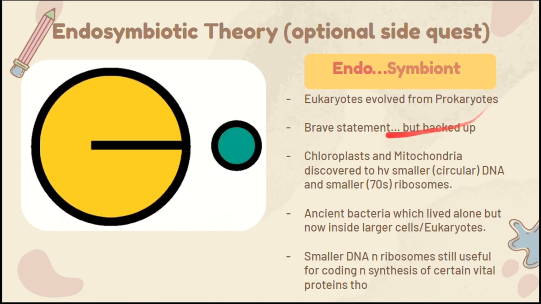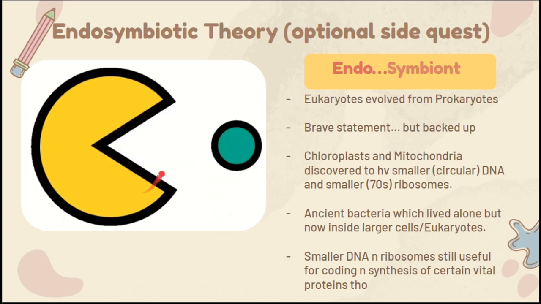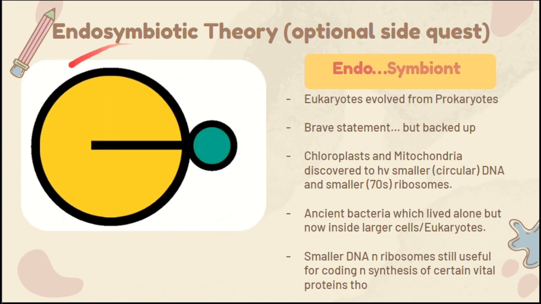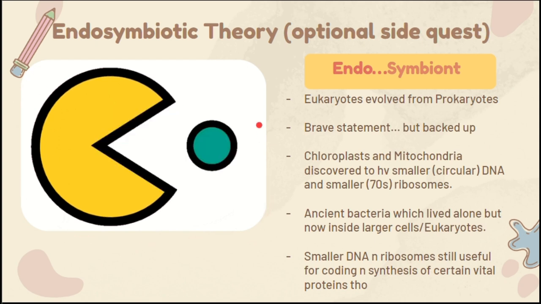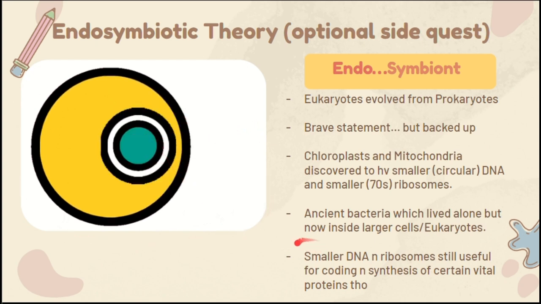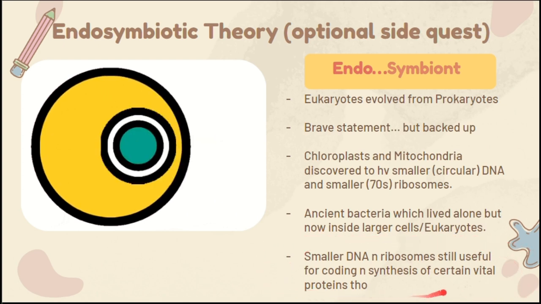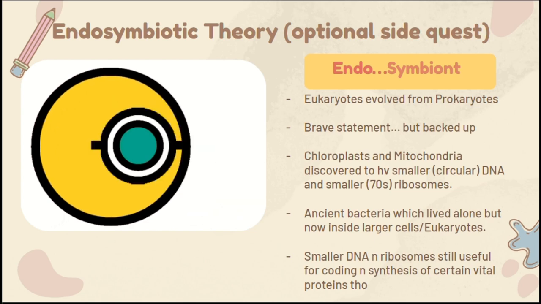Like this Pac-Man about to eat this M&M till he realized, hold up, this M&M benefits me, and I benefit it. Somehow. So instead of digesting it, the M&M now lives inside of the Pac-Man, both benefiting each other, and they live happily ever after. The small DNA and ribosomes of the bacteria are still present because they code and synthesize some vital proteins. Unfortunately, the relationship is somewhat toxic because mitochondria and chloroplasts can no longer live independently.